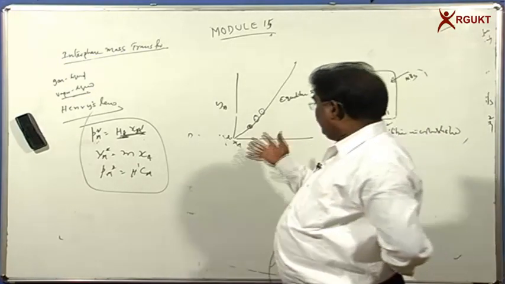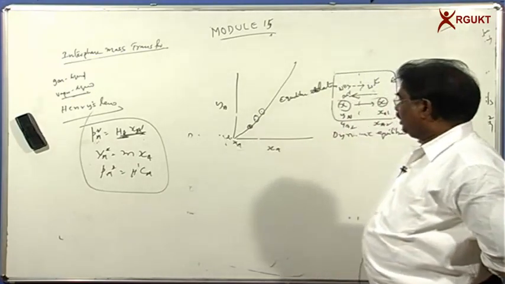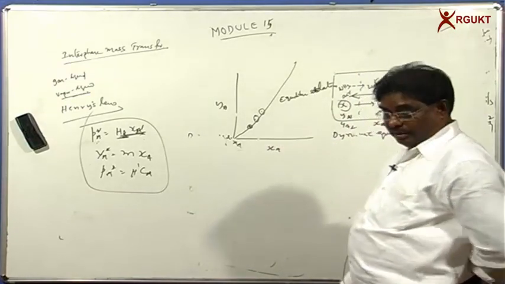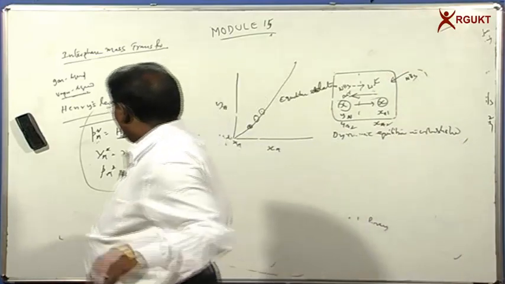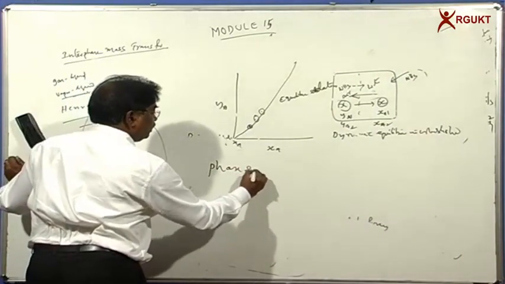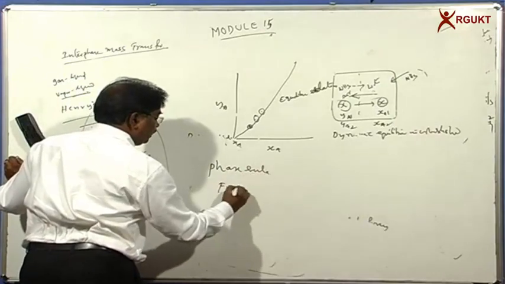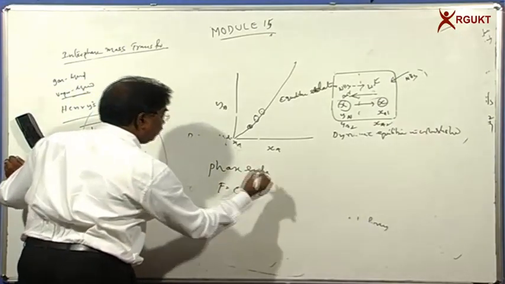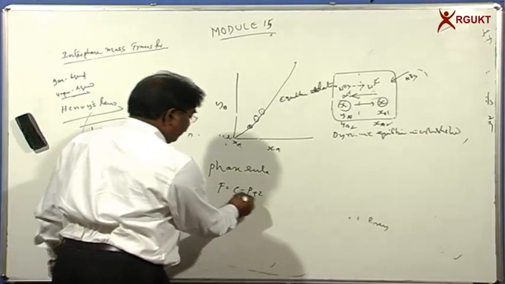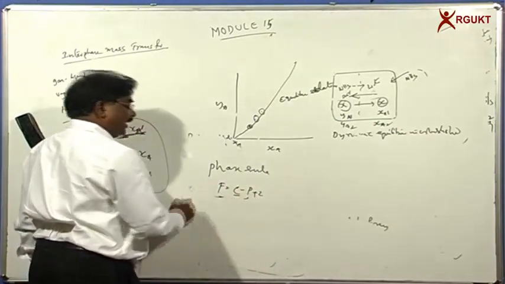Now when you have this equilibrium relationship, what are the parameters controlling it? Maybe one can use the phase rule. The phase rule is F equal to C minus P plus 2, where C is the number of components, P is the number of phases, and F is the degrees of freedom.